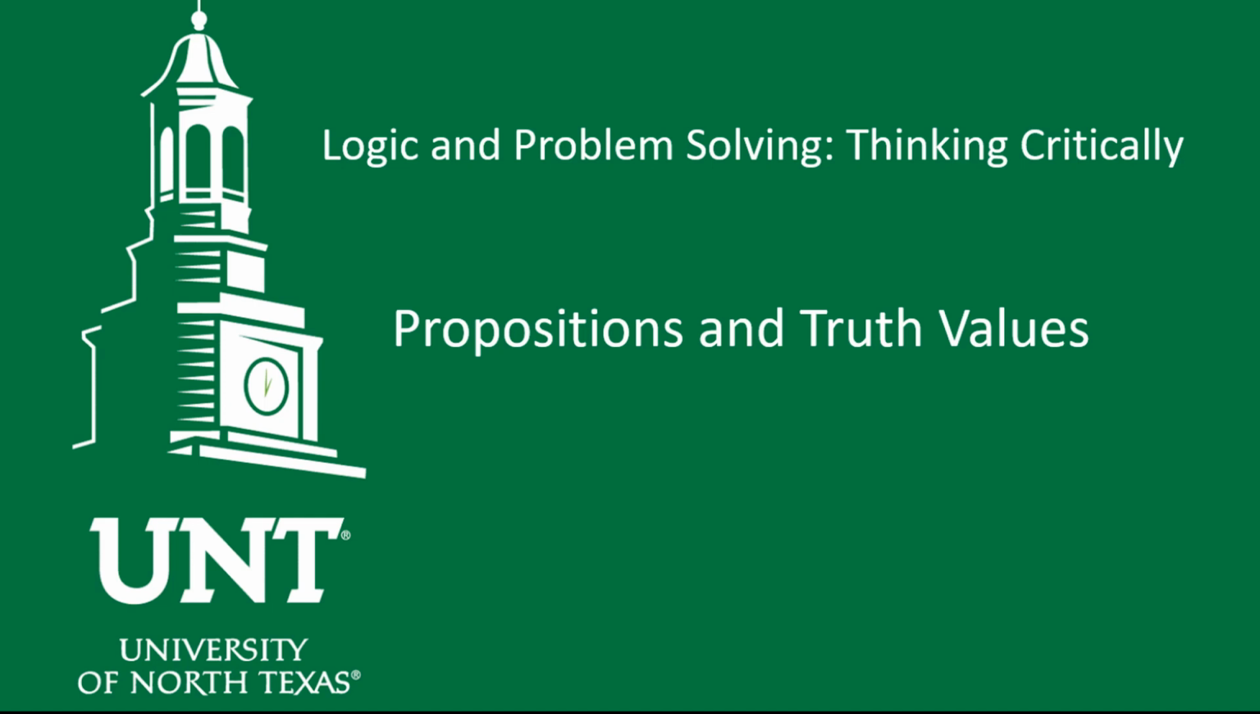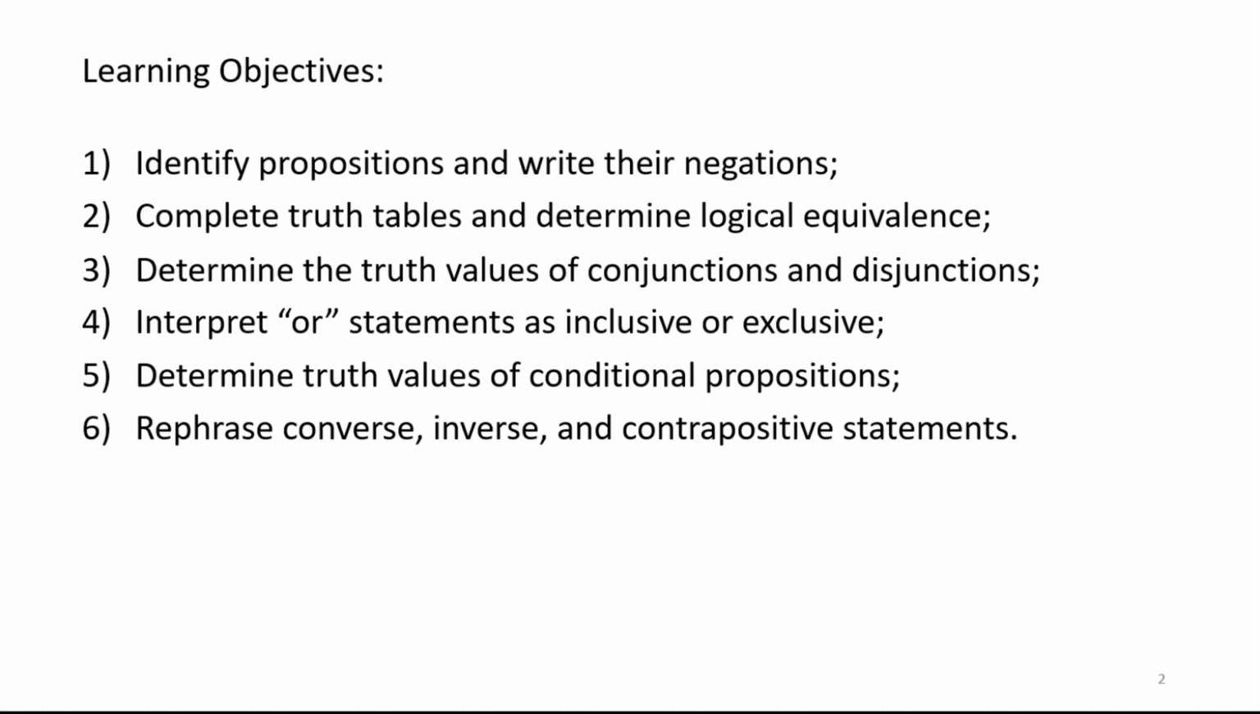This lesson is called Propositions and Truth Values. The learning objectives for this lesson are: 1. Identify propositions and write their negations. 2. Complete truth tables and determine logical equivalence. 3. Determine the truth values of conjunctions and disjunctions. 4. Interpret "or" statements as inclusive or exclusive. 5. Determine truth values of conditional propositions. And 6. Rephrase converse, inverse, and contrapositive statements.